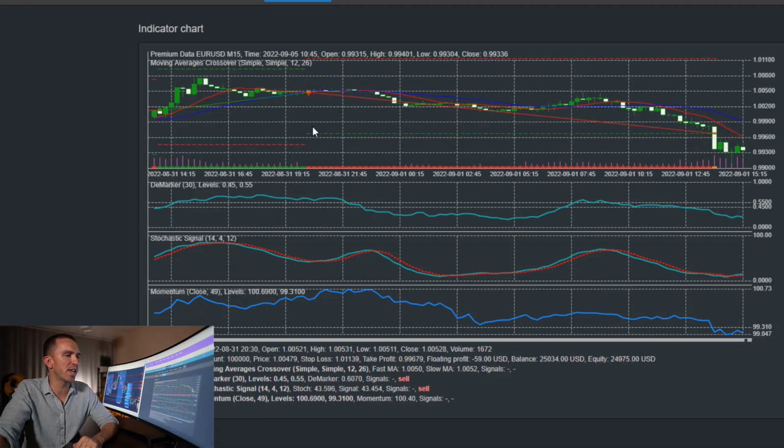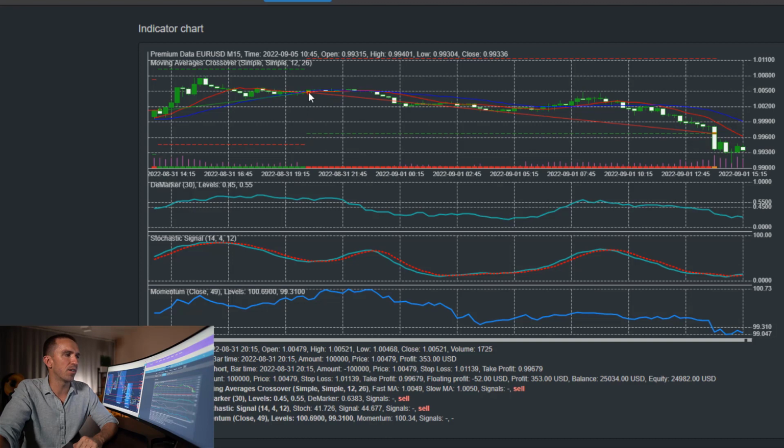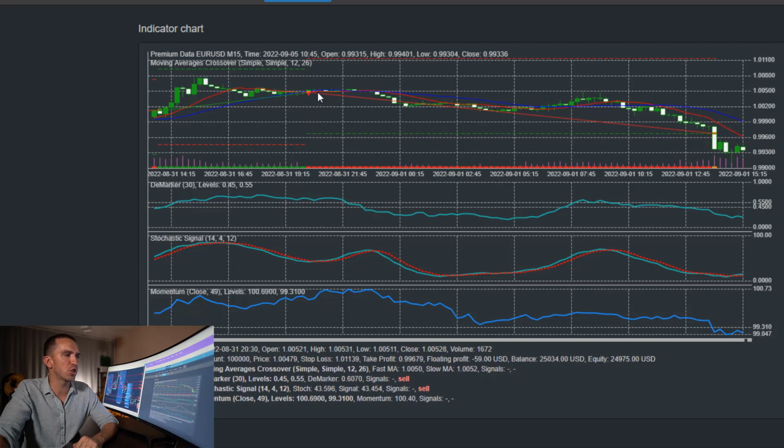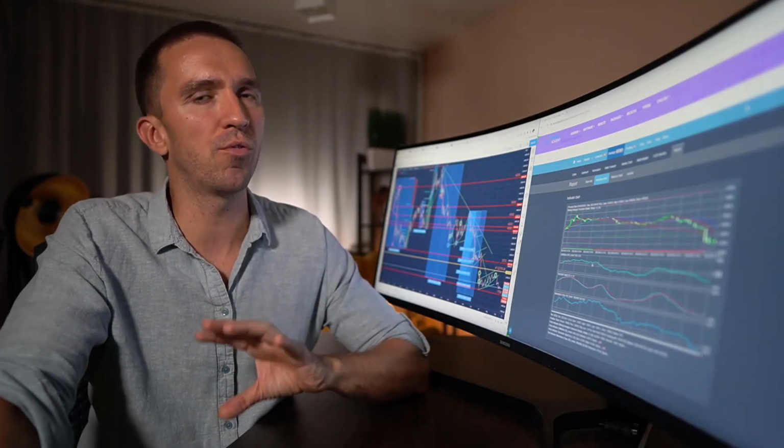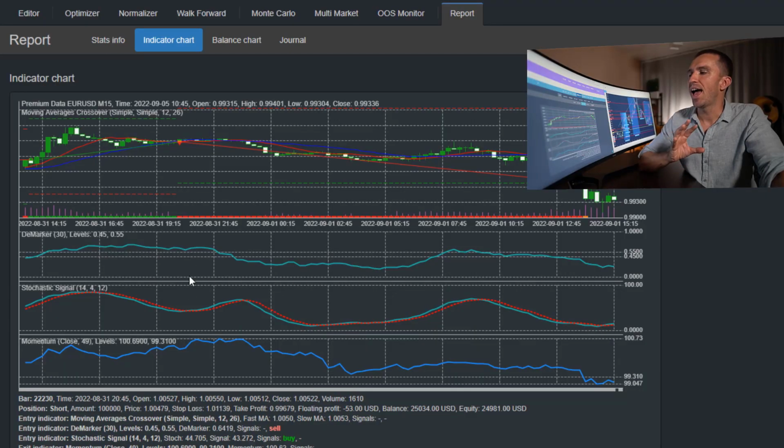So what do we have? We have the fast moving average going below the slow moving average. We have the D marker above the line, which is the opposite from what we are looking for in the long trades. And then we have the stochastic below the signal line, and momentum is the exit. But in this case, again, the take profit was reached.